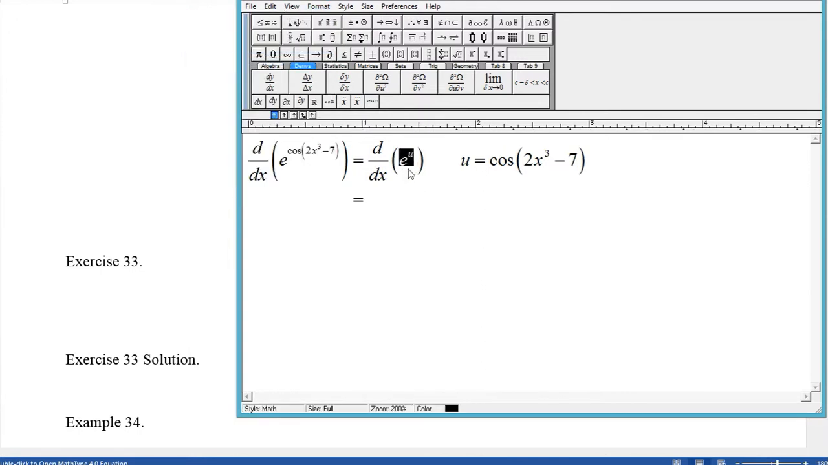Well, almost. It's e to the u, but since the u and the x are not the same, we still have to take the derivative of whatever the u is. Okay? Now I'm also going to think of this as cosine of another letter, v, w, whatever. I'll call it w this time. Cosine of w, and the w is going to be the 2x cubed minus 7.